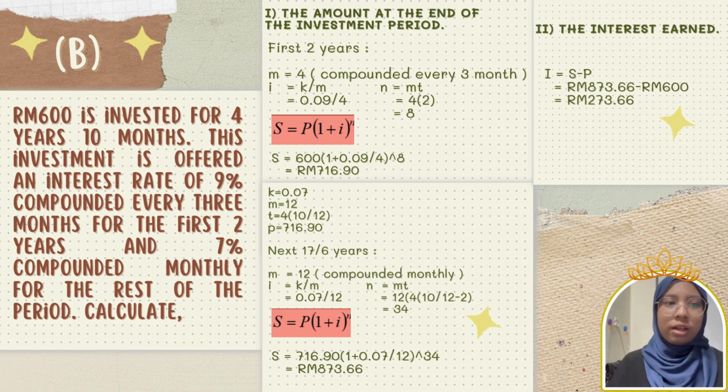716.90. After that, the question gives k equal to 0.07, n equal to 12, t equal to 4 times 10 over 12, and P is the amount that we found just now, which is 716.90.